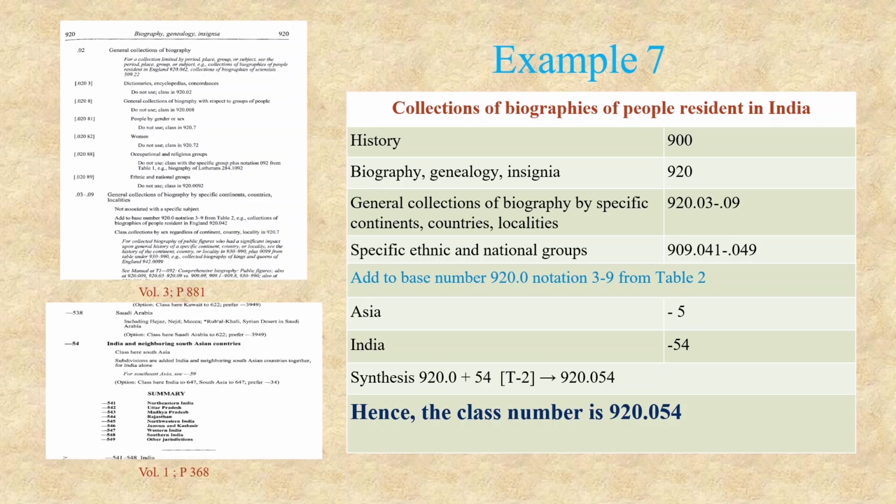So what will be the synthesis? That is 920.0, the general collection of biography. Then add 54, which will come from Table 2. So what will be the final class number? Hence the class number will be 920.054.